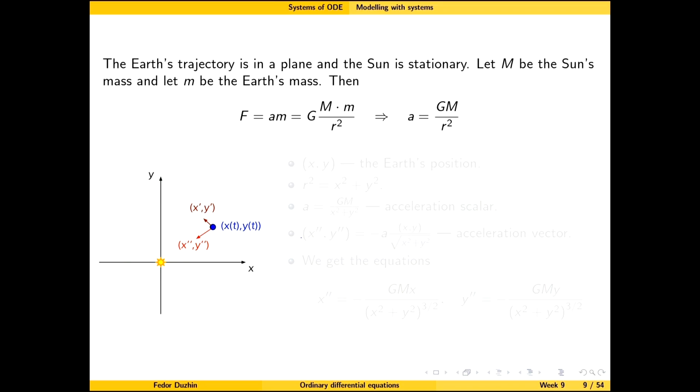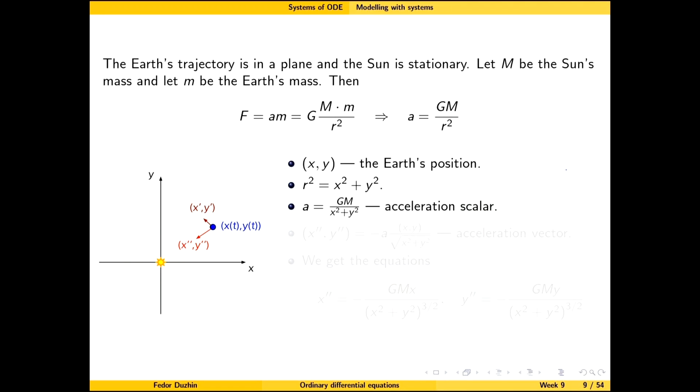Then acceleration, which is the second derivative of the position, according to Newton's law, is GM over r squared. Suppose that x and y is the position of the Earth at time t. So it's not just x and y, but rather x of t and y of t. Then we know that r squared equals x squared plus y squared.